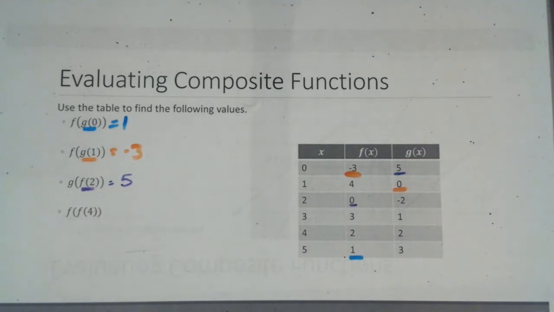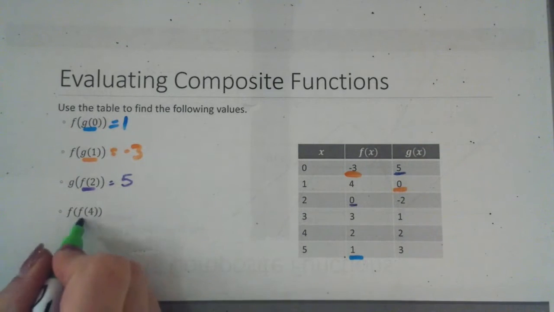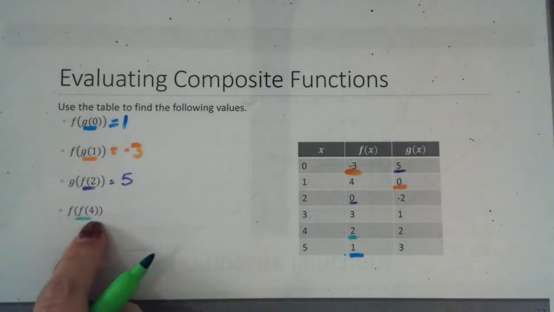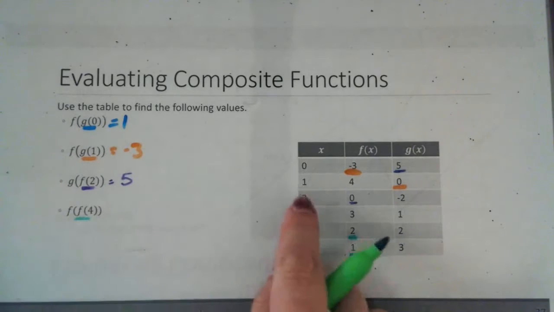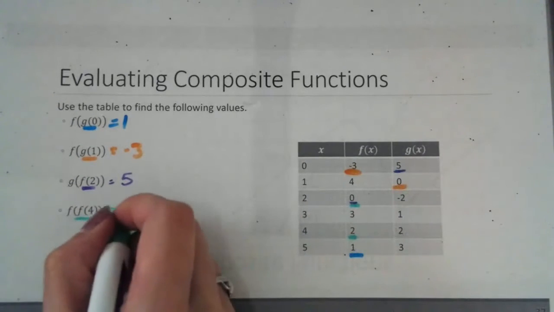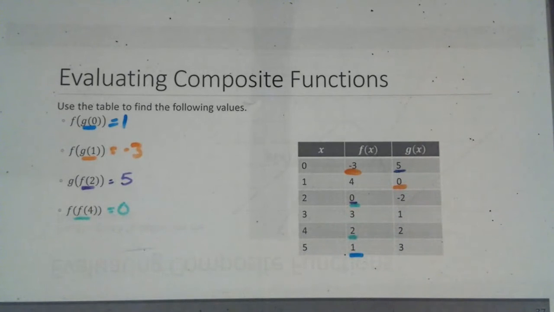And then finally, I'm looking for f of f of 4. So we're going to start with f of 4. f of 4 is equal to 2. Now I'm plugging in 2 into my function f. If x is 2, the function value is 0. So here, you'll see that we're still working from the inside out. We're just making sure to be very careful about our steps.